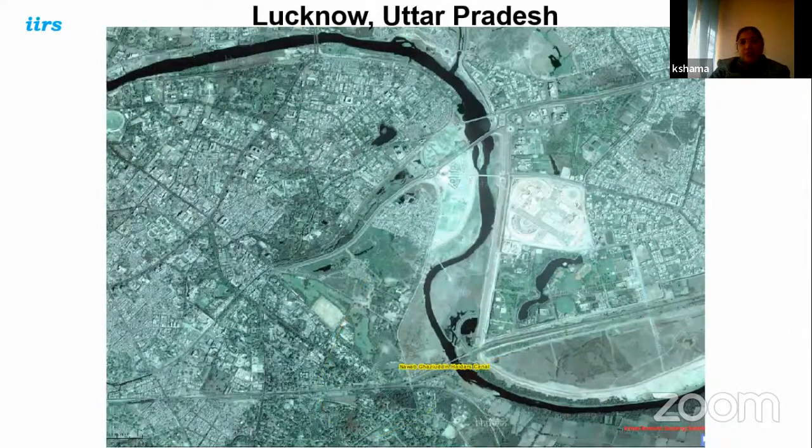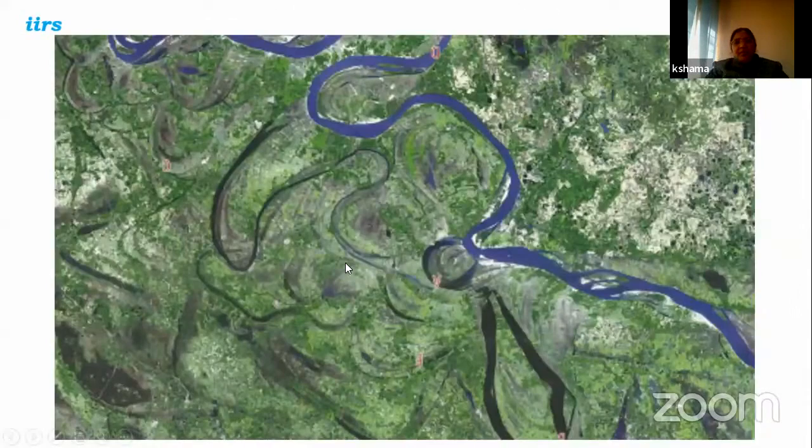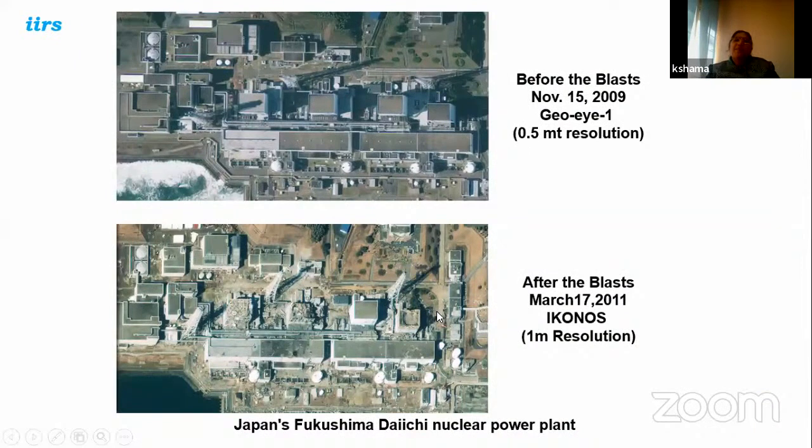Now, there is one more example of this river system in a remote sensing image, and you can see the connecting paleo channels and oxbow lakes. You can see the complete system, like how this river system is changing over a period of time, that also can be seen.